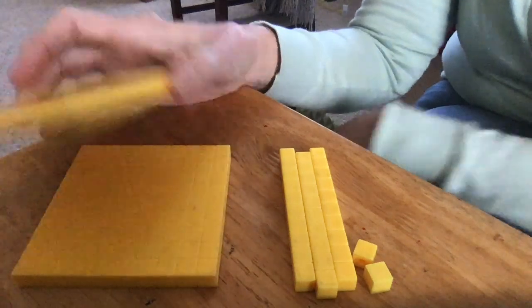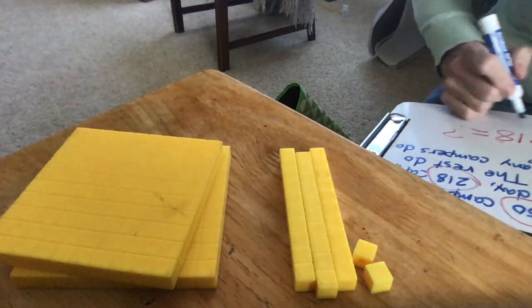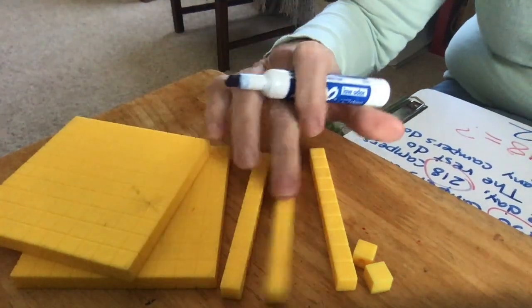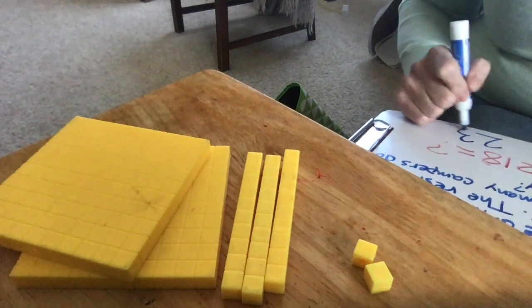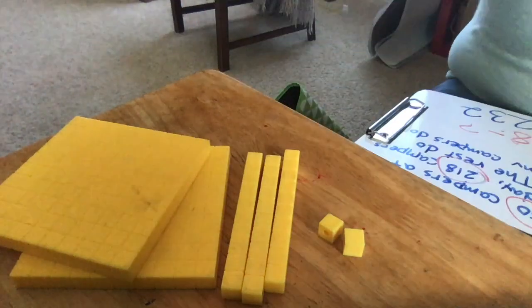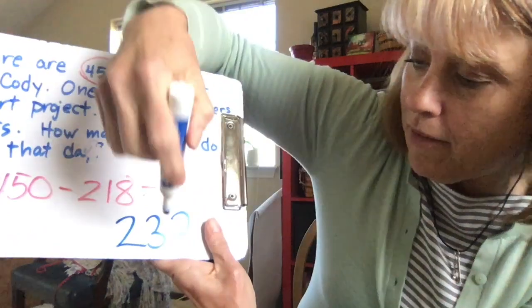So I have 200s. I'm going to write that on my whiteboard so that when we come back together you can see it. I have 200s, 1, 2, I have 1, 2, 3 10s, and I have 1, 2 1s. Okay. So, coming back. If you look at that, this is what I have left.